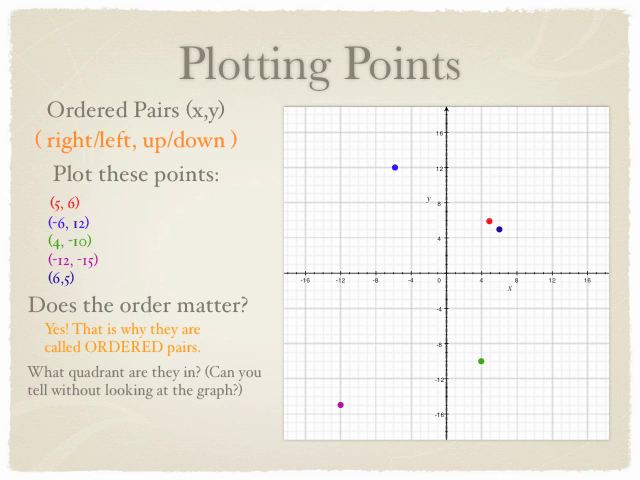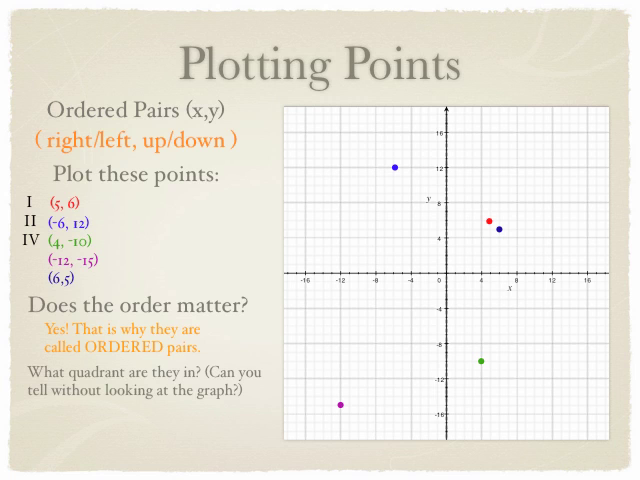Well, let's look at it. The 5 is positive and the 6 is positive, so I know I'm going to be going to the right and then I'm going to be going up, so it's going to be in quadrant 1. Now for the blue point, I know I'm going to go to the left and then up, so I know it's going to be in quadrant 2. For the green point, I'm going to the right and then down, so it's going to be quadrant 4.